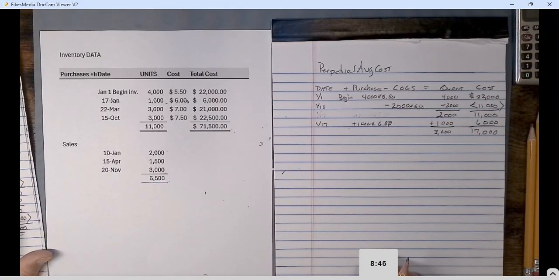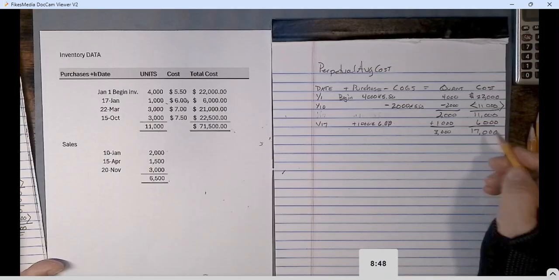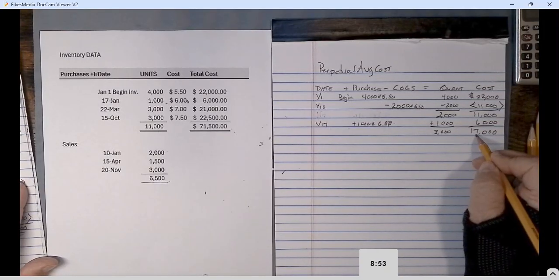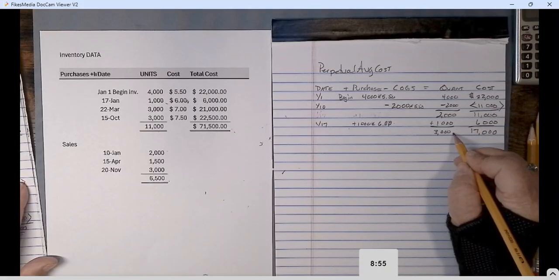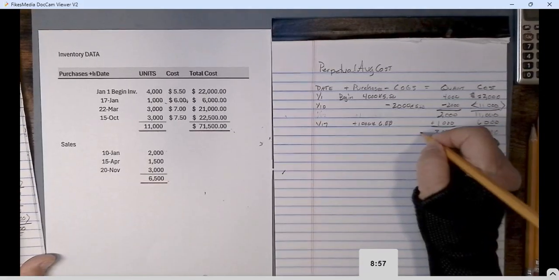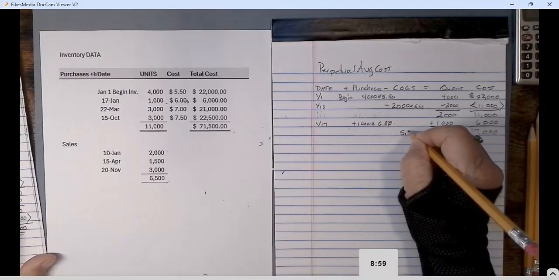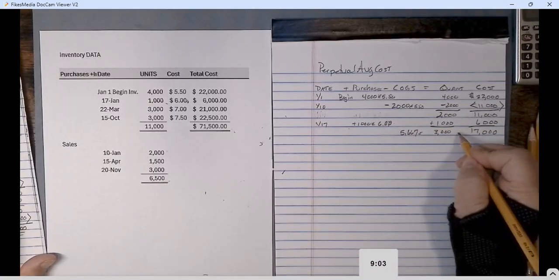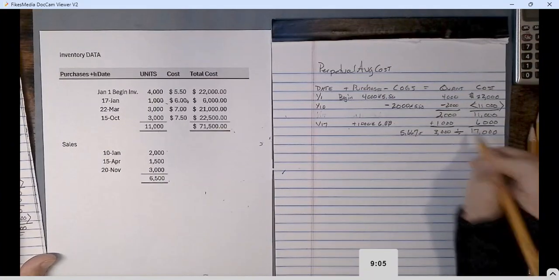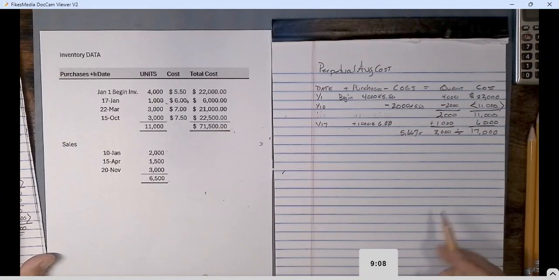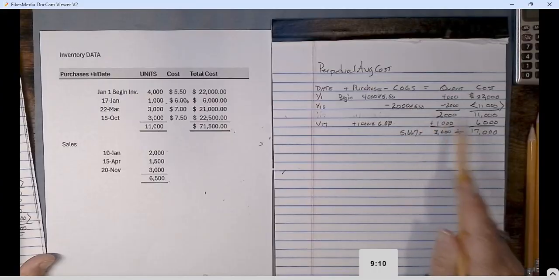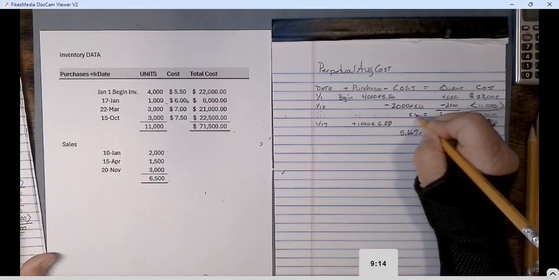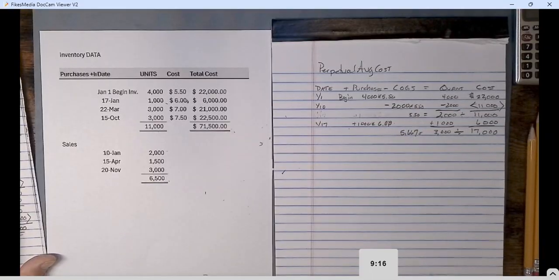Now that I've added something here, my weighted average is going to change. My weighted average is now total cost of 17,000 divided by 3,000 units. So it's going to be equal to $5.667. Okay, so I have to do a math function on that line. On this line, it's still the same. It's still $5.50.